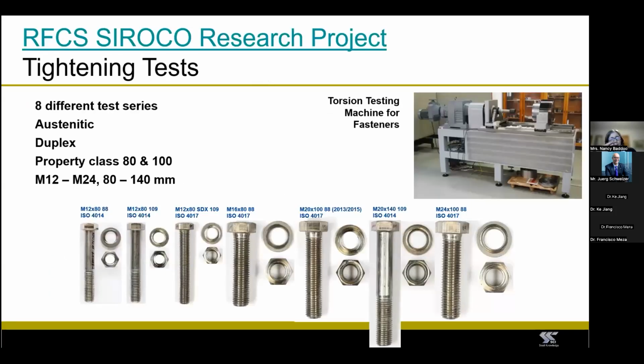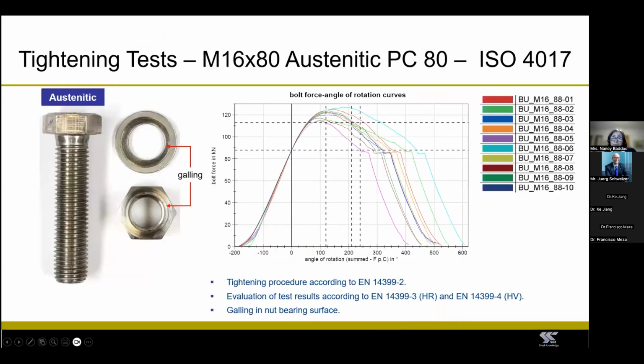So SCI worked with about 6 or 7 organizations in Europe. The work was led by the University of Duisburg-Essen in Germany, studying the performance of stainless steel slip critical bolts. There was a wide test program of bolt tightening tests studying both austenitic and duplex bolts, property class 80 and 100. So that's with a tensile strength of 800 and 1000 megapascals, and varying bolt diameters. And the study showed that it was possible to have preloaded bolted connections in stainless steel, provided the correct alloy, tightening method, and lubricant were used.